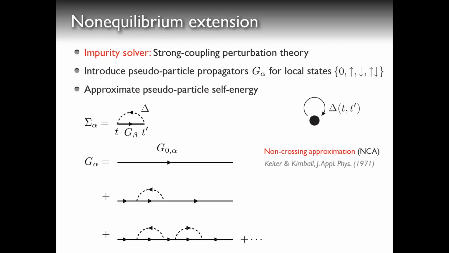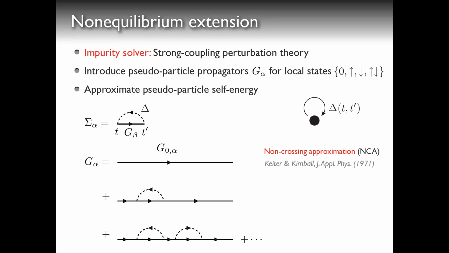For the study of strongly correlated systems, in particular Mott systems, a different type of perturbation theory turns out to be very useful, strong coupling perturbation theory. In this theory, we introduce so-called pseudoparticle Green's functions for each atomic state. For the single orbital Hubbard model, we have the four states on the top there: the empty, the upspin, the downspin, and the doubly occupied state. For each of these states, we define a so-called pseudoparticle Green's function.